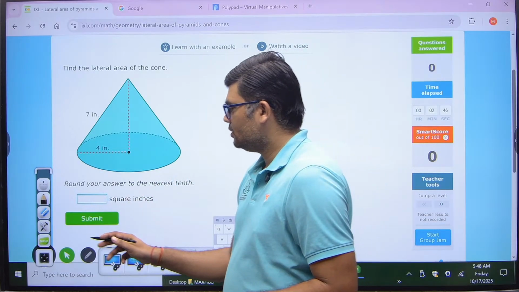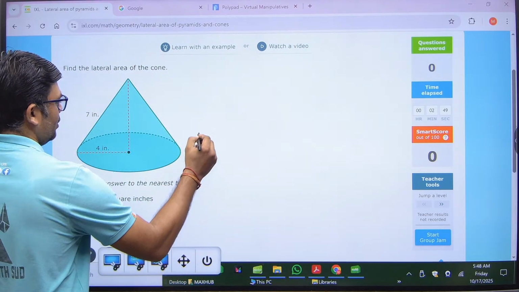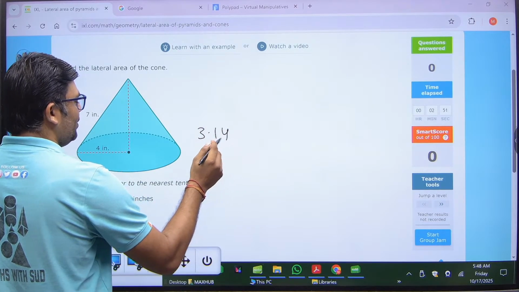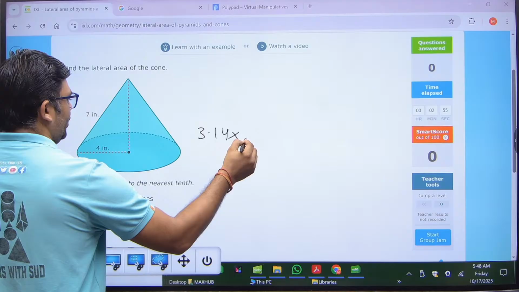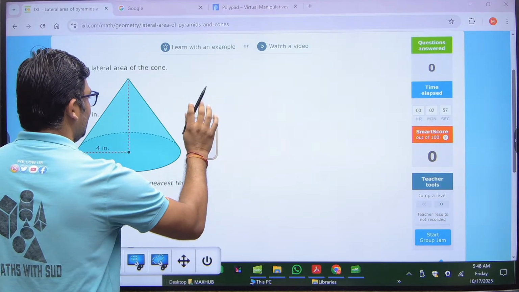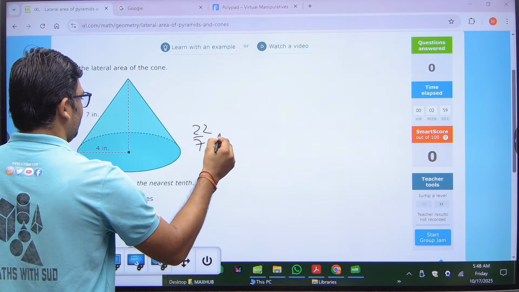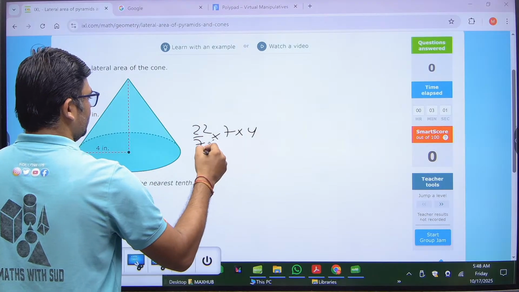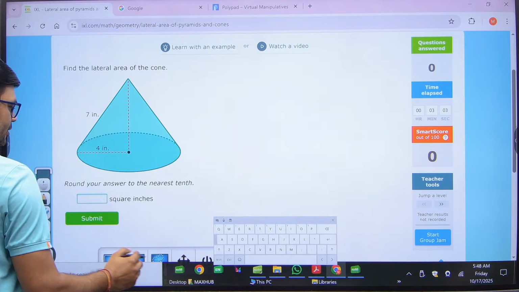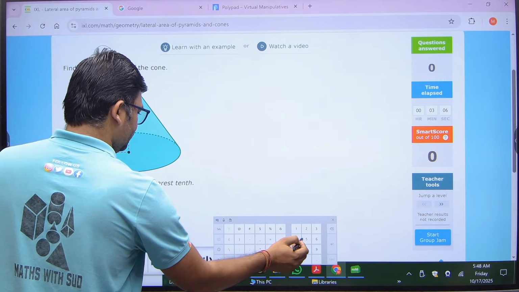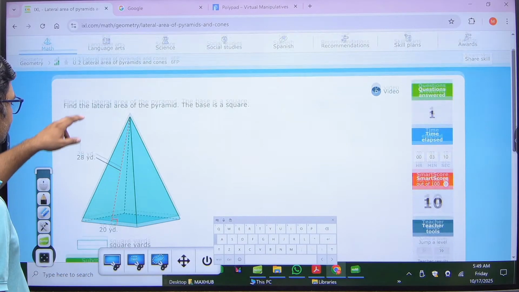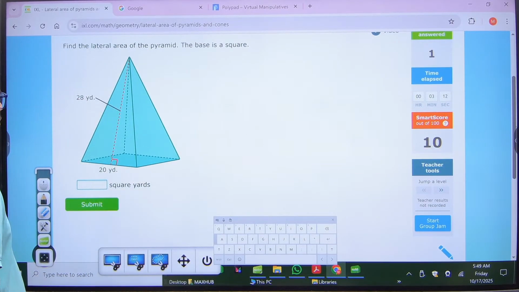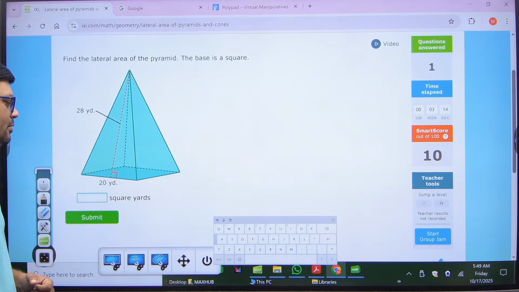Suppose let us do this question. The problem here will be the taking of pi value. Pi we take as 3.14 into 7. I think here I should take 22 by 7. So this will be 88. Now this is a pyramid.